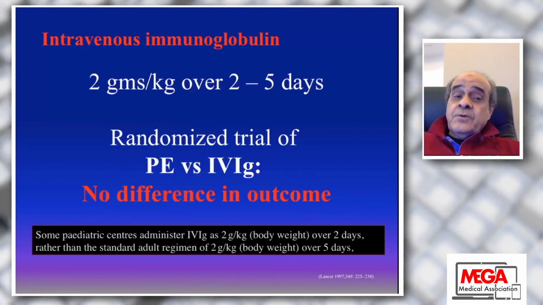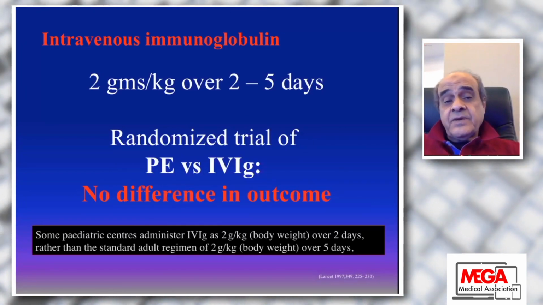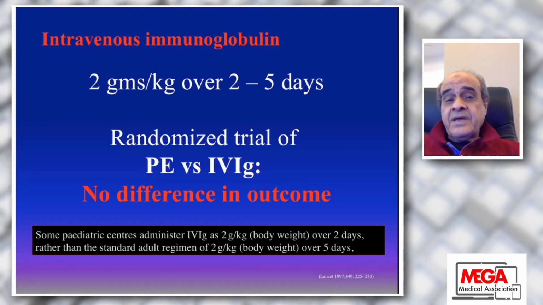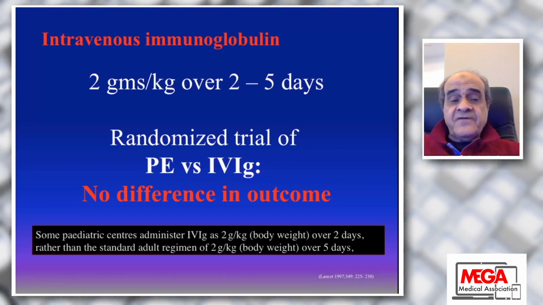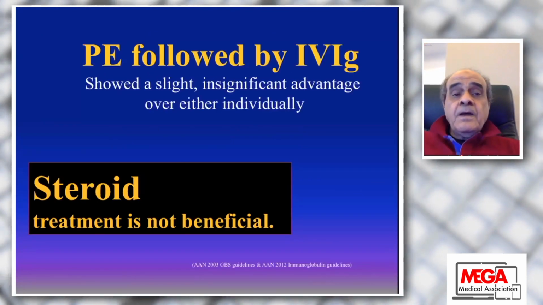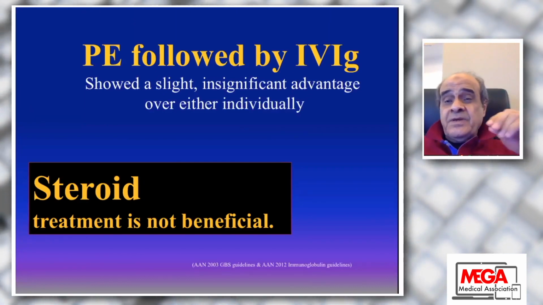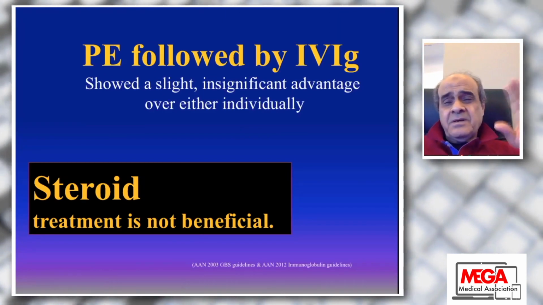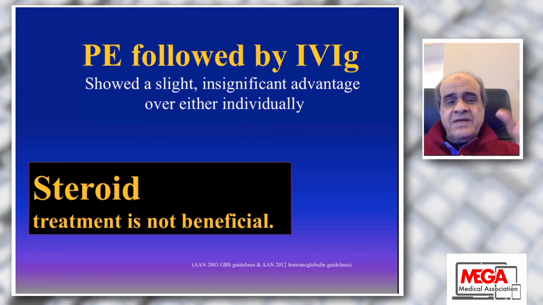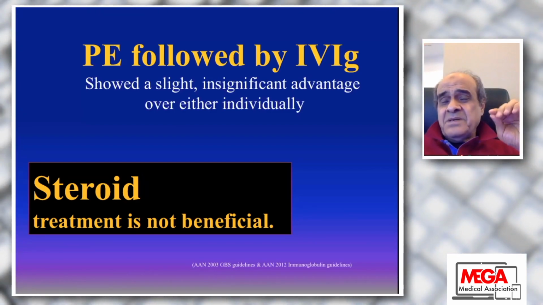Intravenous immunoglobulin, as I said, is 2 grams per kg over 2 to 5 days. In children, we can give it in 2 days only, in adults in 5 days. Some pediatricians prefer 2 days. Some advise plasmapheresis followed by intravenous immunoglobulin, but it is not so efficient, it is costly and not effective. Even if it gives maybe some slight improvement, I think it is not mandatory or beneficial.